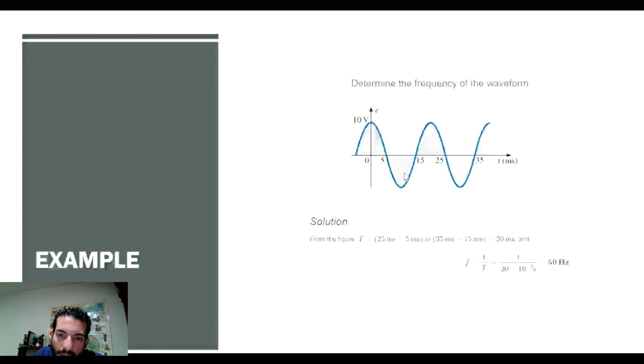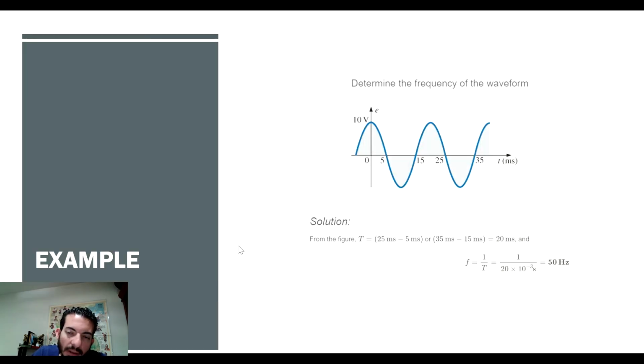Okay, so the only thing we need to do is 1 over the period, which is 50 Hertz. Okay, as we said, 50 Hertz is the common waveform that they use in Europe.